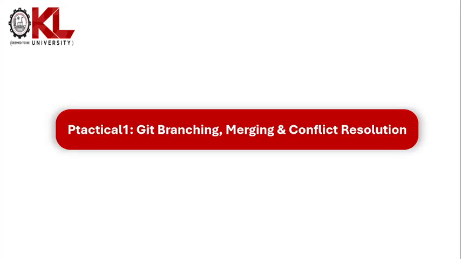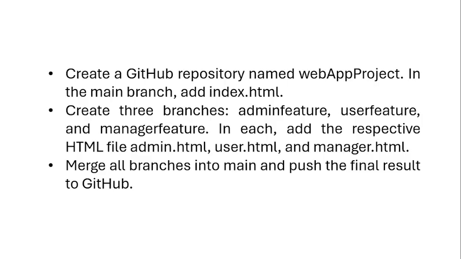This Practical 1 covers Git branching, merging, and conflict resolution. To complete this Practical 1, this is the use case we are going to implement. Create a GitHub repository named web app project.